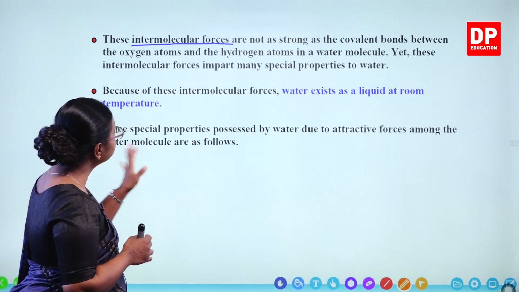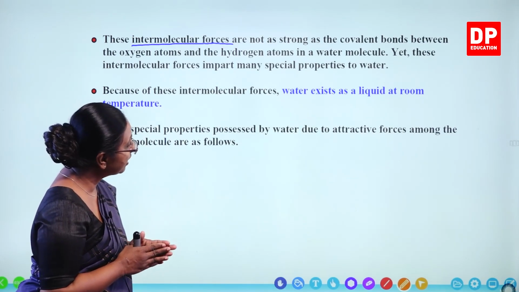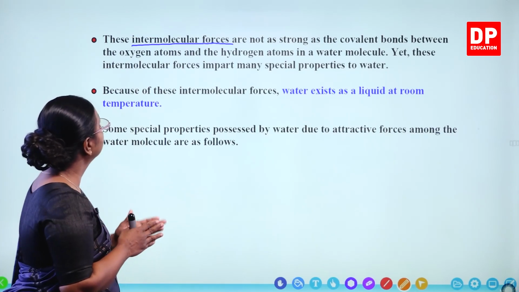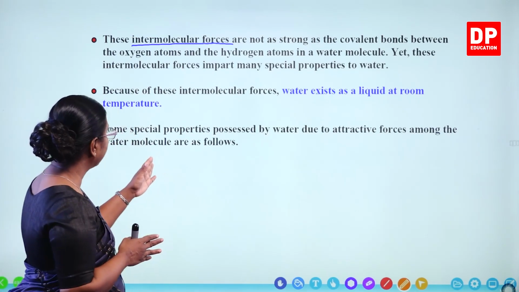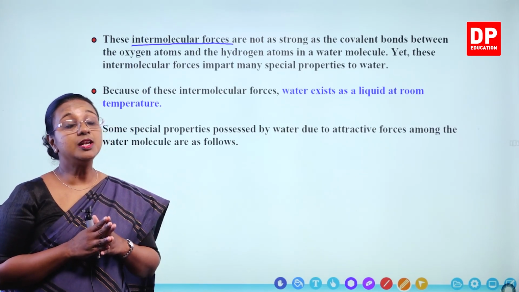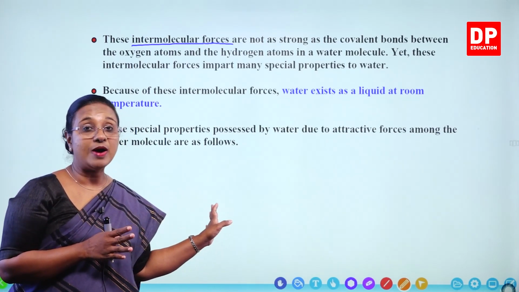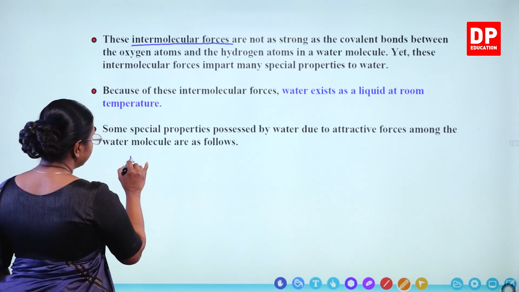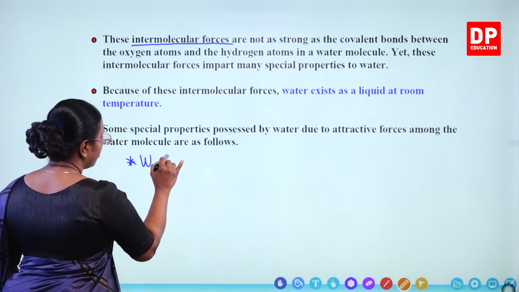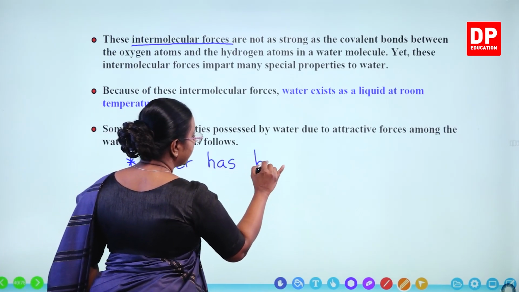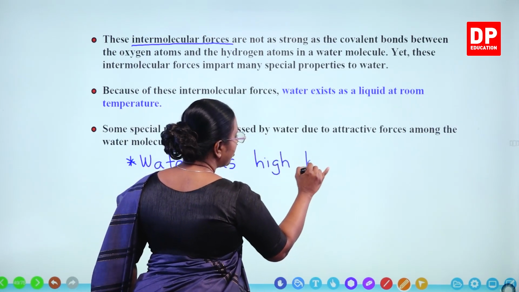Then, there are some special properties possessed by water due to attractive forces among the water molecules, which are as follows. So what are the other special properties? I told you all one: water has a high boiling point.